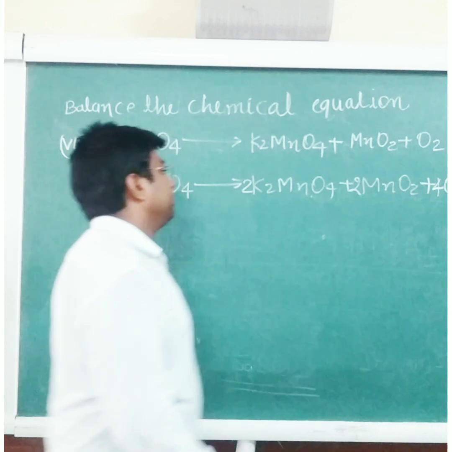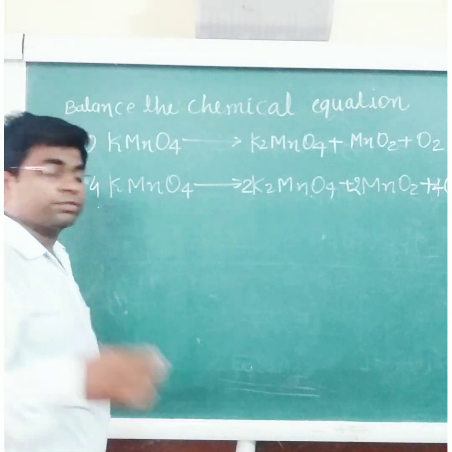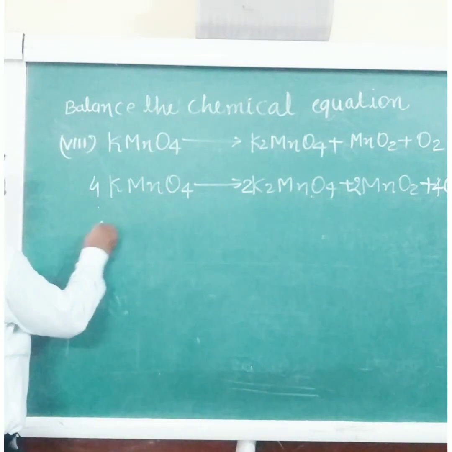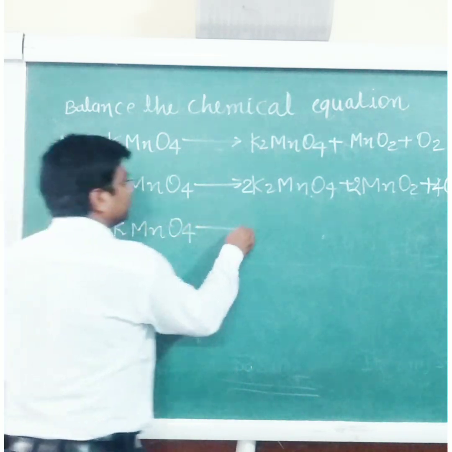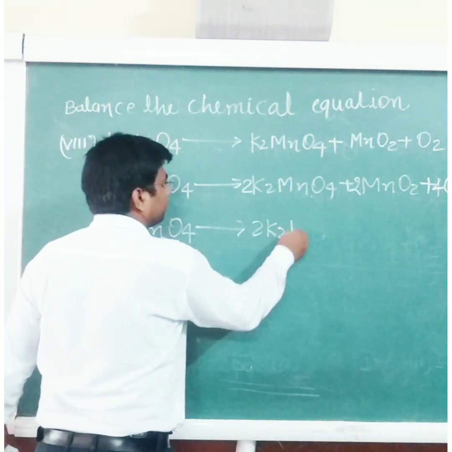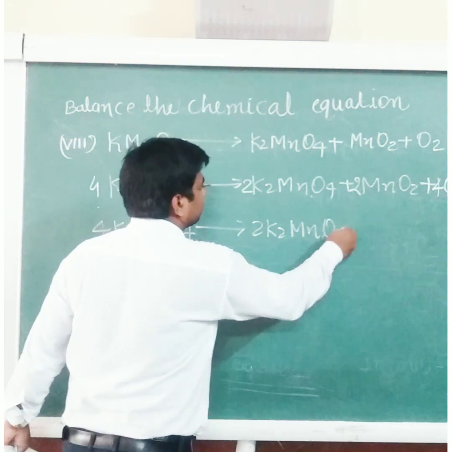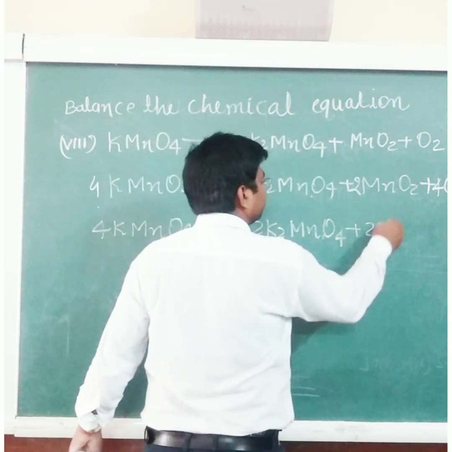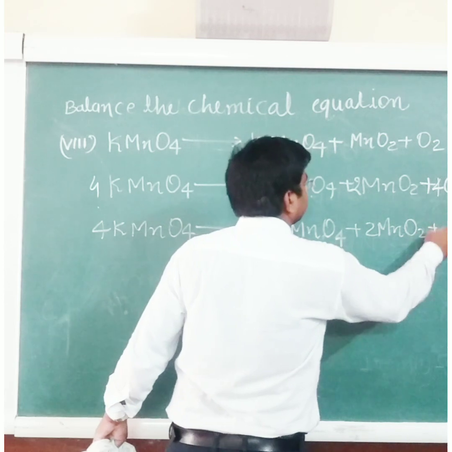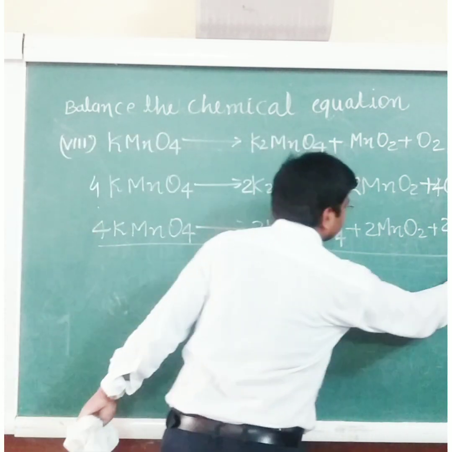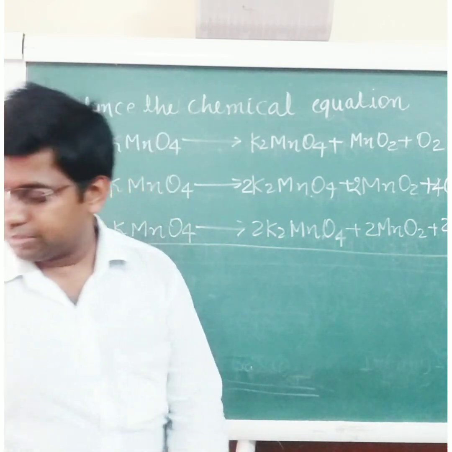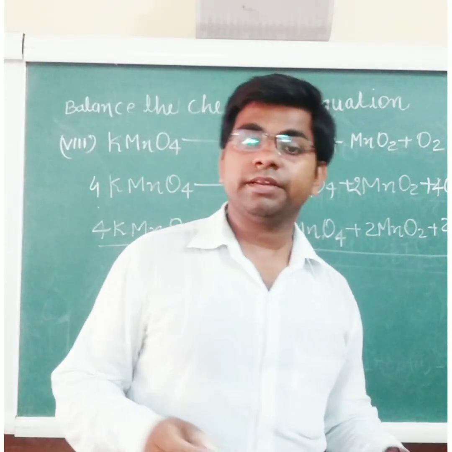Now we need to convert atomic form oxygen to molecular form. 4 KMnO4, 2 K2MnO4 plus 2 MnO2 plus 2 O2. Now everything is balanced in this equation. Alright. So this is balancing of the chemical equation.